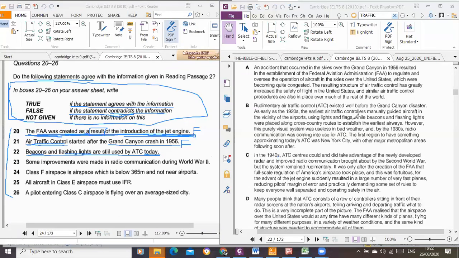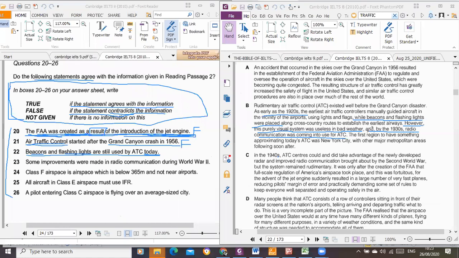So now, while beacons and flashing lights were placed, we all know they were used as early as 1920. Then they said, however, this purely visual system, that is beacons and all that, was useless in bad weather. And then in the 1930s, radio communication was coming. So it will be true if beacons and lights are still used today. It will be false if they are not in use today, and not given if we don't have enough information to say it's still in use today. So the only information we know is that it was used in the past.